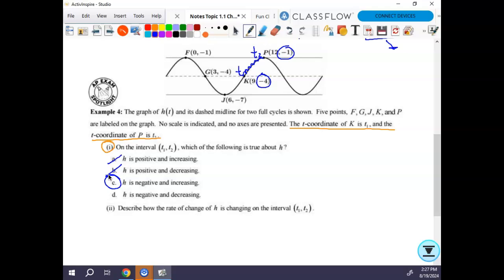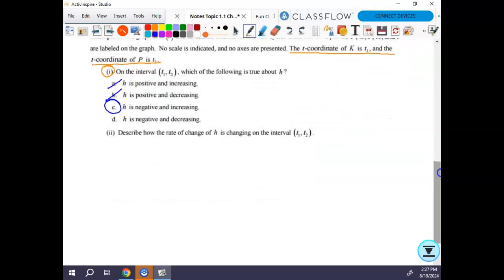Yes? Why is it increasing? Because the values are going from -4 to -1. So I heard you mention number line, so let's talk about a number line. Here's 0, here's -1, here's -4. I'm going from -4 to -1, therefore my values are increasing. Is that what you were trying to get across? Okay, good job.